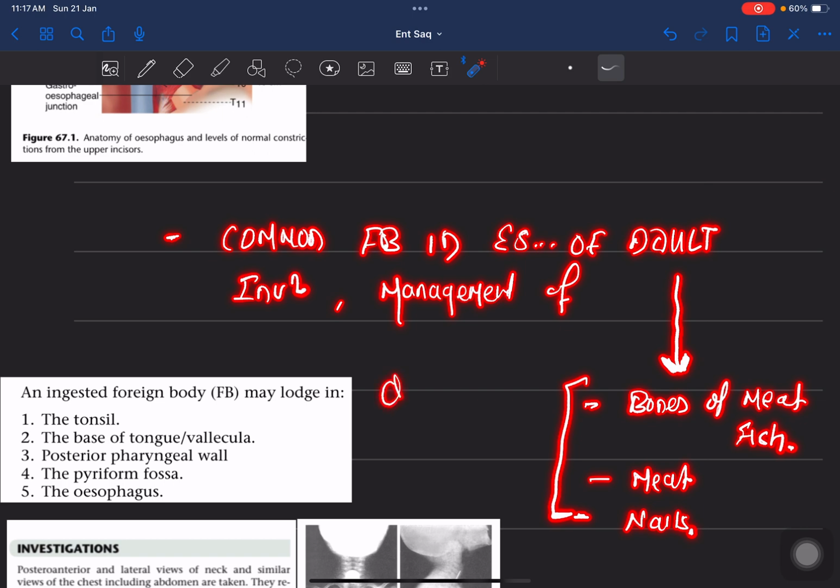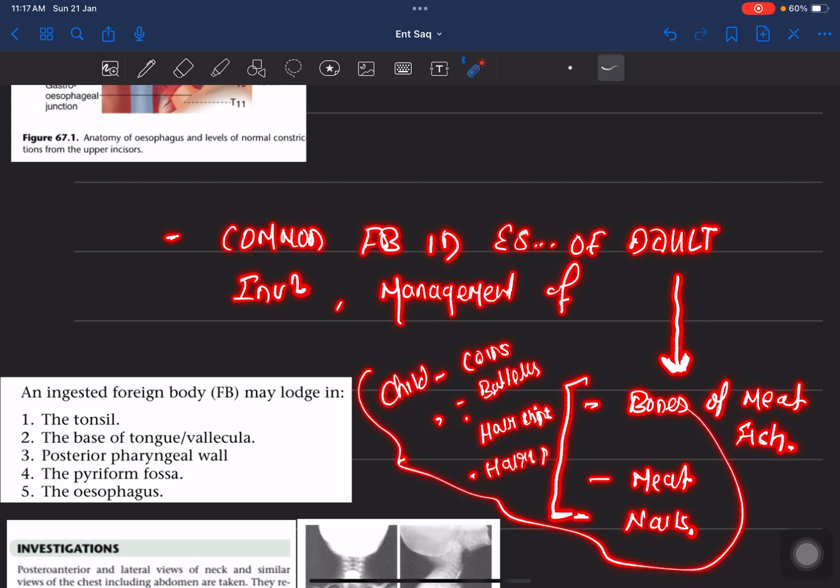And talking about children, now in children what can we say? We can say coins, we can say batteries. Similarly, hair clips, small hair clips that can be accidentally ingested by children. Similarly, hairpins. These are the common foreign bodies.